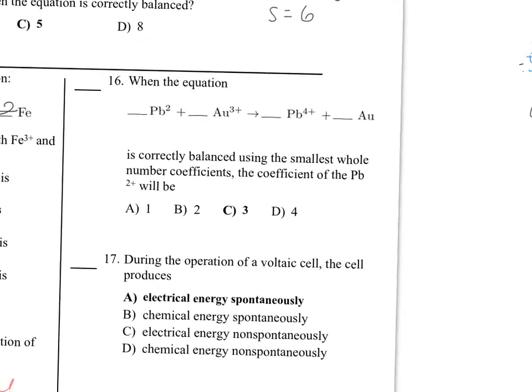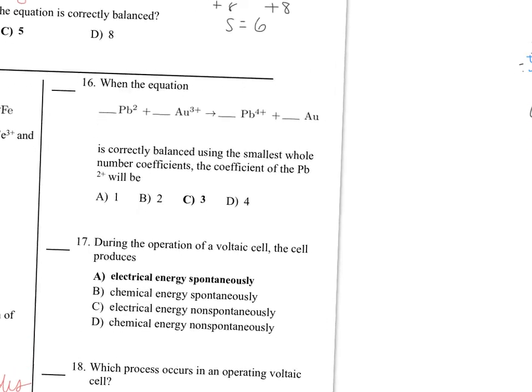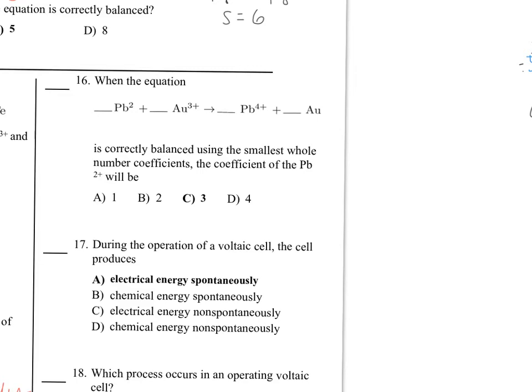All right. Let's take a look at 16. This is correctly balanced using the smallest number of coefficients. The coefficient of Pb2+ will be what? So let's take a look into our half reactions. This time, I'm just going to have the half reactions come up to the side in a second. So you can see the half reactions that I wrote out here.